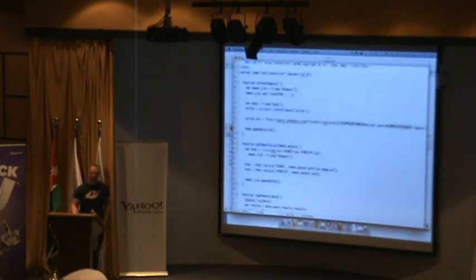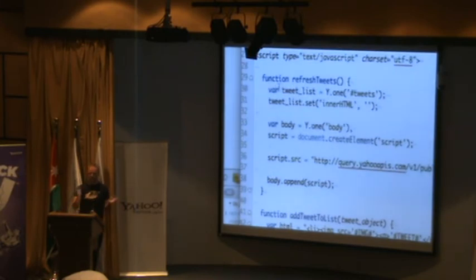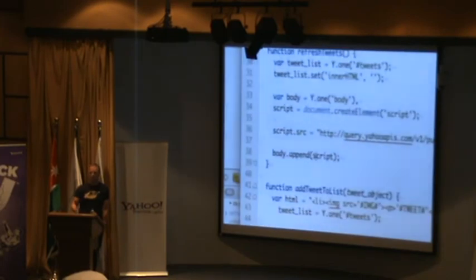Okay, refreshTweets. It's going to grab the tweet list. It's going to set the inner HTML, which is what we see here, set inner HTML to be blank, so it wipes all the tweets. And then I'm going to grab the body of the page, create a new script element, set the source of that to be the YQL query, and then append that script to the page, and that will refresh the page.